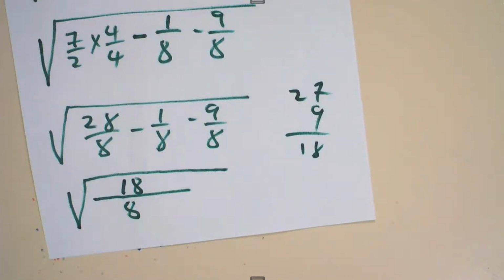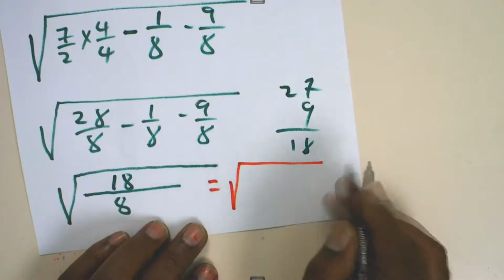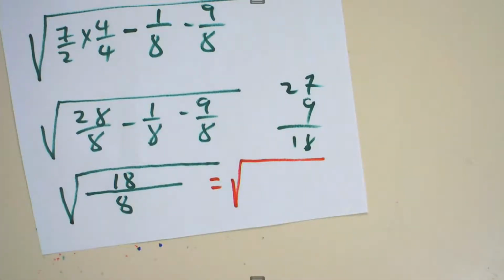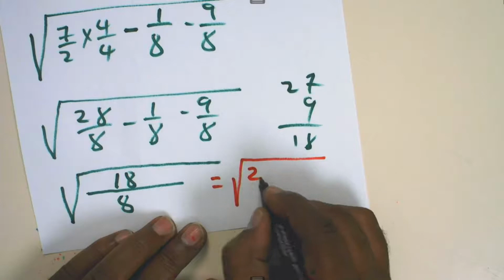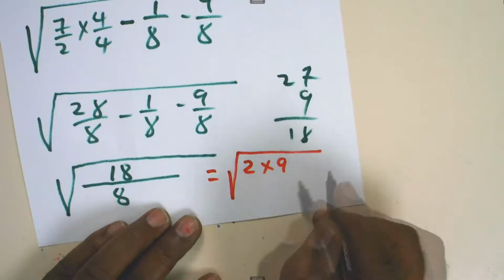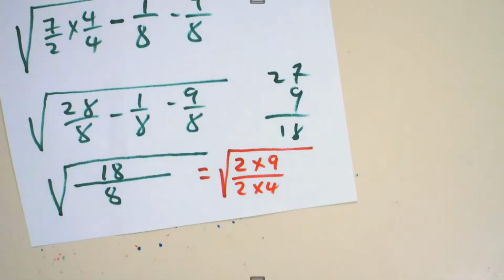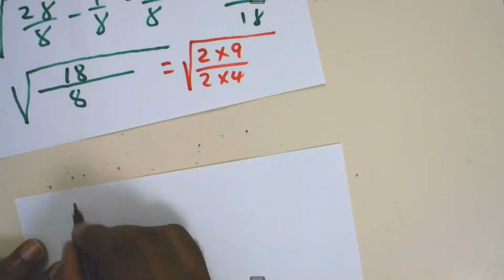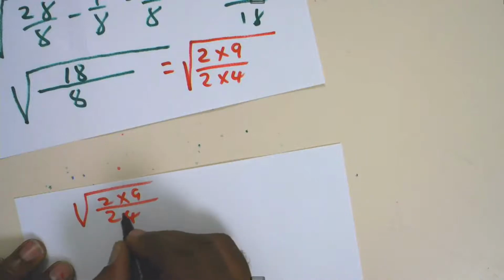Okay. Now, let's see what makes 18. The factors of 18 are 2 and 9. Factors of 8 are 2 and 4. All right. Therefore, we've got the square root of 18, which is 2 multiplied by 9, over the square root of 2 multiplied by 4.